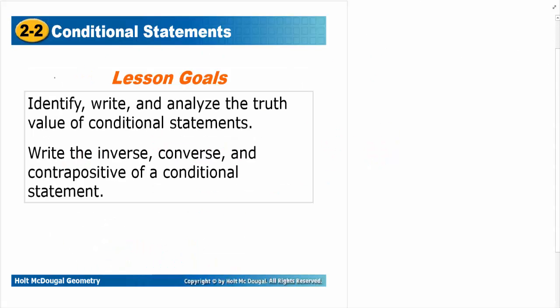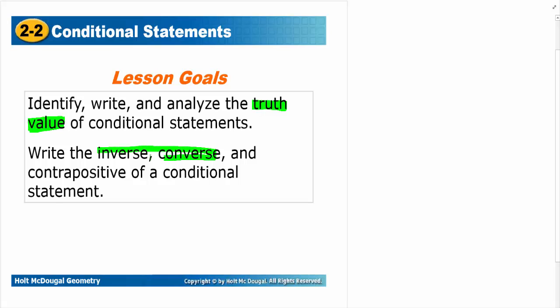Alright, so the goal today is we're going to need to learn how to identify, write, and analyze the truth value. So we're going to need to know what that means when we're going over lessons today. So make sure you write that down and understand what it means. Make a note of this, of conditional statements. Now we'll talk about the actual definition later. Write the inverse, the converse, and the contrapositive.